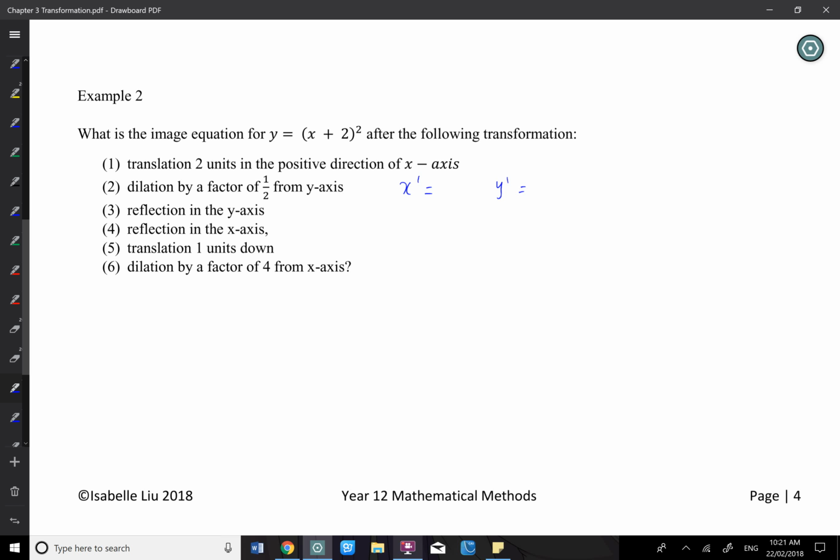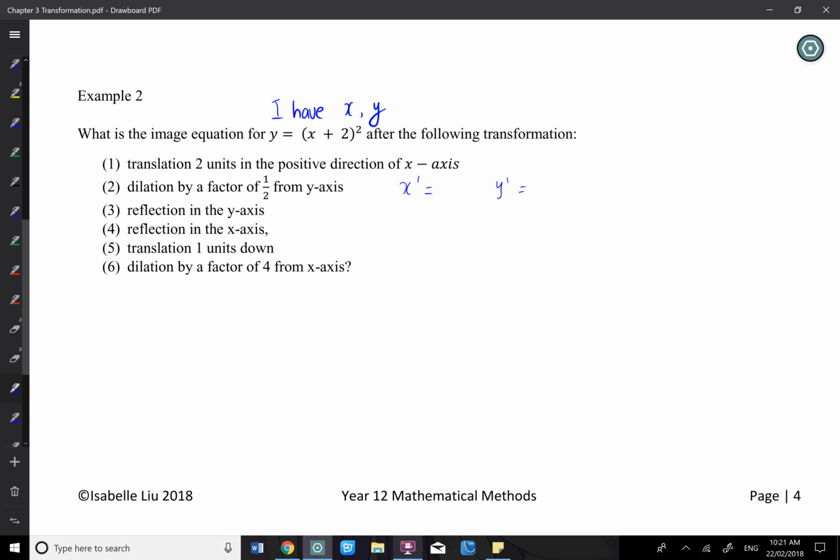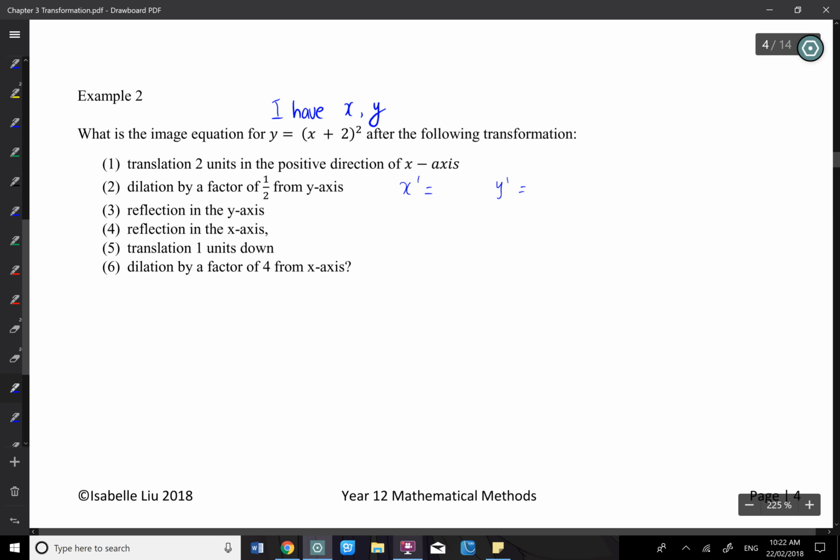What is the image for this equation? Okay, I have xy. I want x dash y dash. Follow the following transformations. Translation 2 units in the positive direction of the x-axis. So I can write x dash equals to x plus 2.